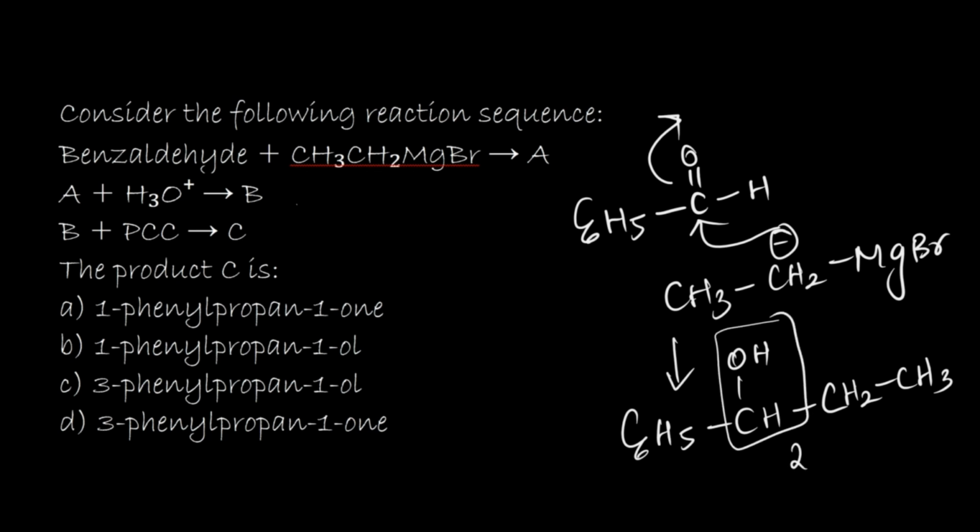So this is a secondary alcohol that will give you a ketone. So let's check for the option which is having a ketone. Either A or D. 1-phenyl propanone or 3-phenyl propanone. Which is right? Of course, by the lowest locant rule, 1-phenyl propanone is the answer to this question.